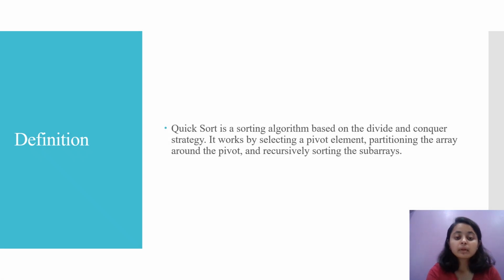Definition: Quicksort is a sorting algorithm based on the divide and conquer strategy. It works by selecting a pivot element, partitioning the array around the pivot, and recursively sorting the subarrays.